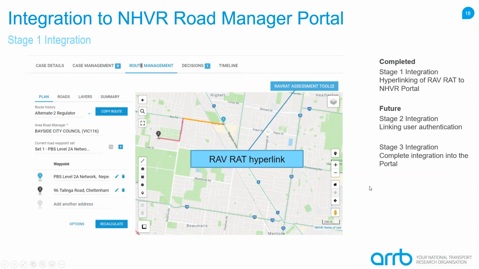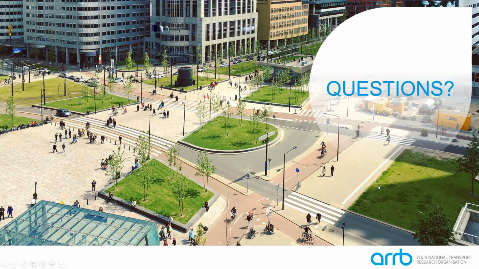And essentially the plan for RAV RAT is to eventually integrate this further into the NHVR Road Manager portal, to basically make it as accessible as possible to local governments and to have all that information in one place. So I'll open this up quickly for any questions about what I've gone over since the start, just before we go into the actual more training side of this presentation.